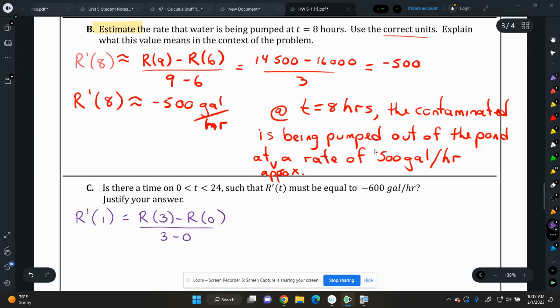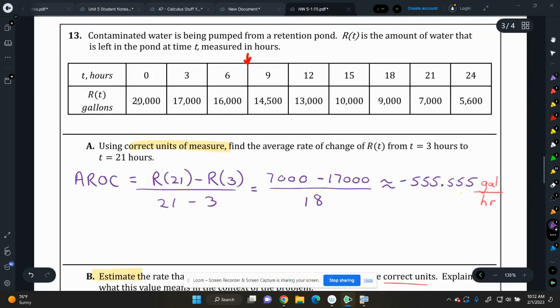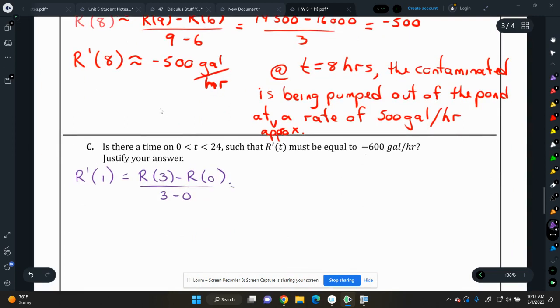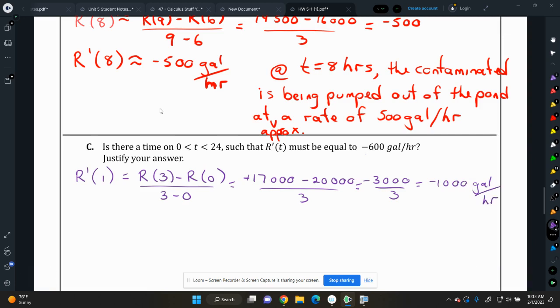I'm going to pick something on that first interval because I'm looking at that first interval and it looks to me like that's going to be negative 1,000. So this is going to be negative 17,000. I'm sorry, not negative, 17,000 minus 20,000 over 3, which gives me negative 3,000 over 3, which is negative 100 gallons per hour. I could have done R of 2 because it would have been on that same interval, right?